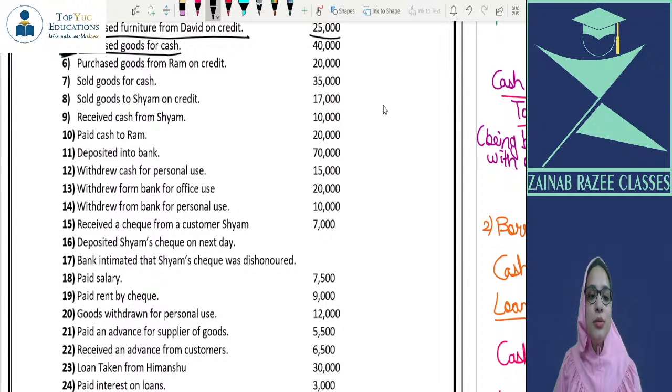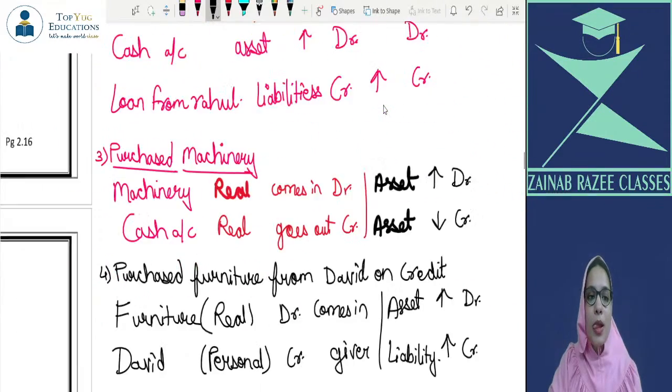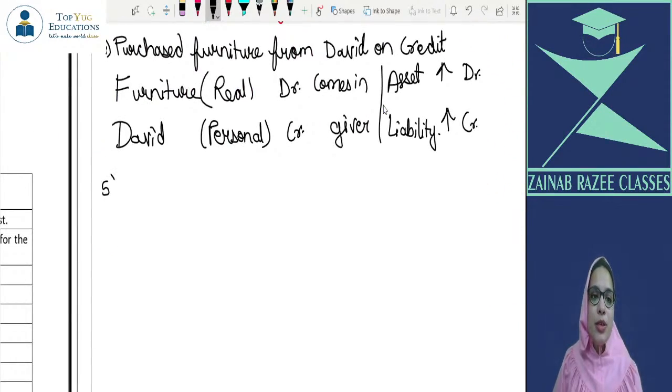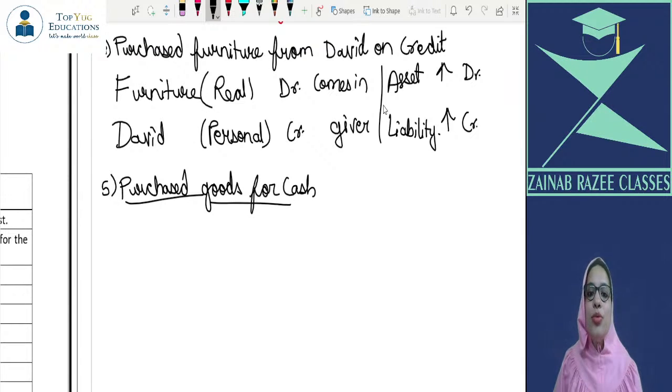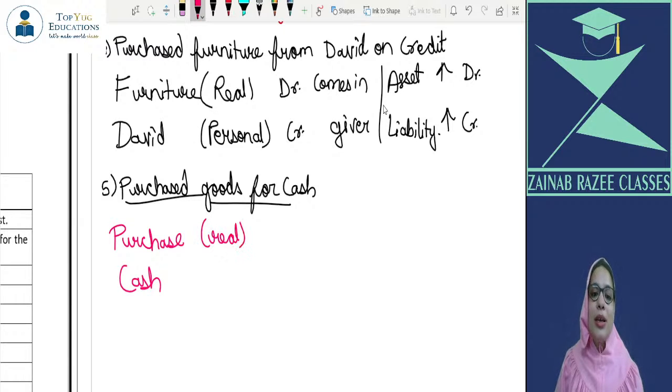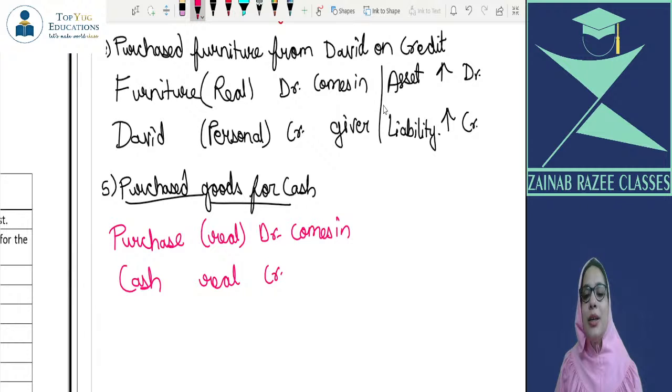Fifth one is purchased goods for cash. Yes, now since goods are purchased, our accounts will be purchase account and cash account. And like we had a discussion, purchase is a real account, cash is also a real account. Debit what comes in. Since goods are coming in, we will debit it. And since cash is going out, we will credit it.